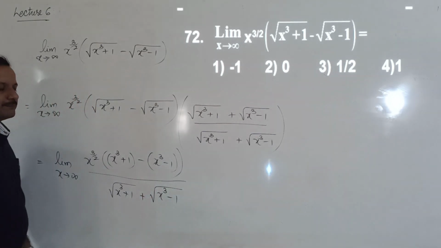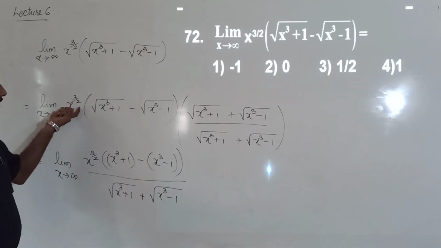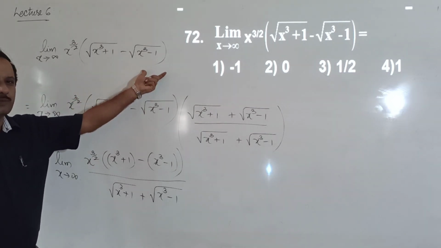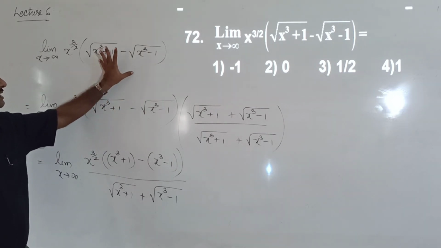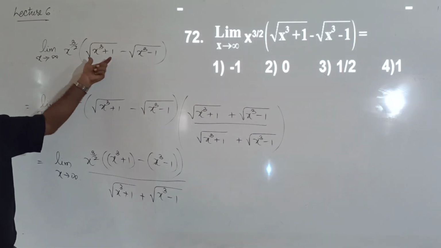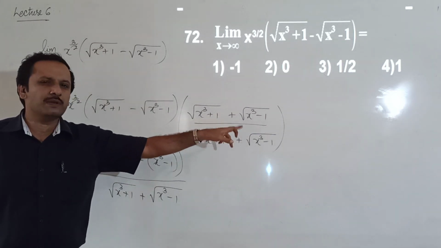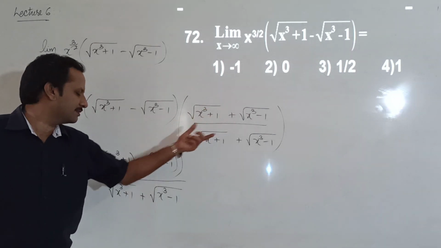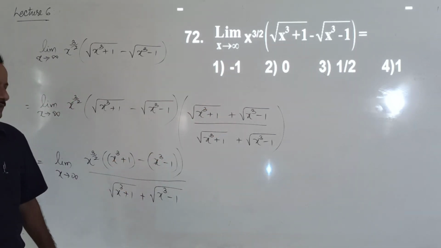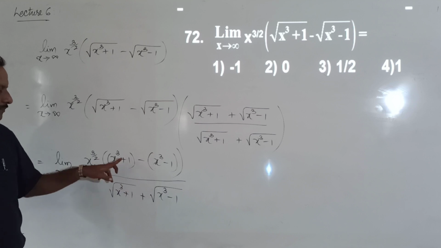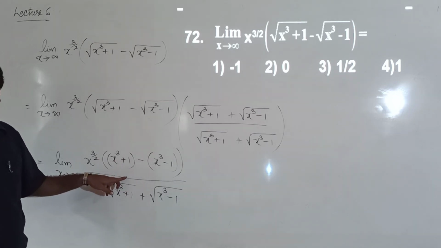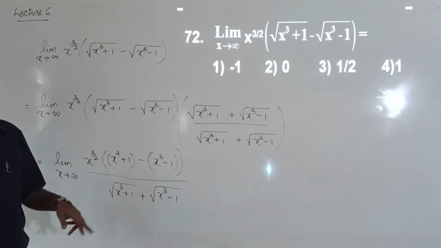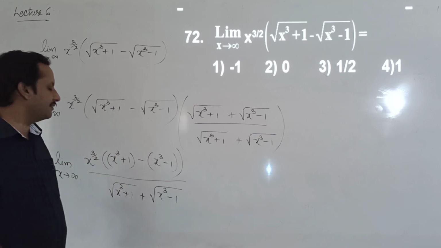minus 2. Okay. So here we had x power 3 by 2 into root x cube plus 1 minus root x cube minus 2. We have rationalized this. That is, we have multiplied and divided by root of x cube plus 1 plus root x cube minus 2. And in this step, a minus b into a plus b will become a square minus b square. Now on simplification, this will become x cube plus 1 minus x cube plus 2. X cube gets cancelled. 1 plus 2 will give us 3.